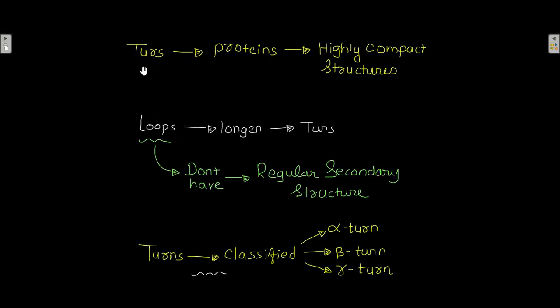Now turns allow the protein to fold into highly compact structures. And there are some structures which are also known as loops. Now these loops are longer than turns, but they don't have a regular secondary structure.